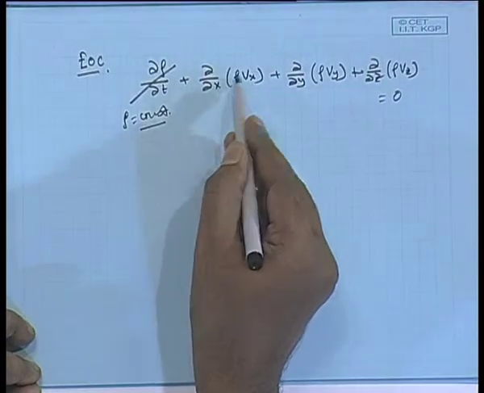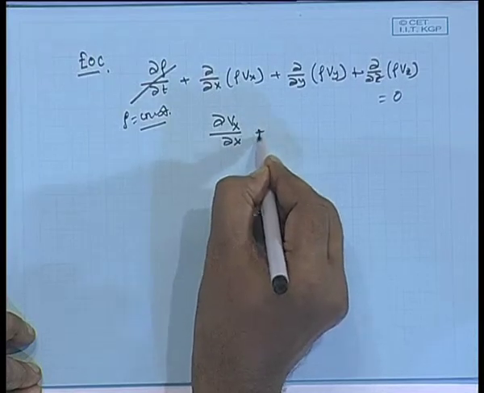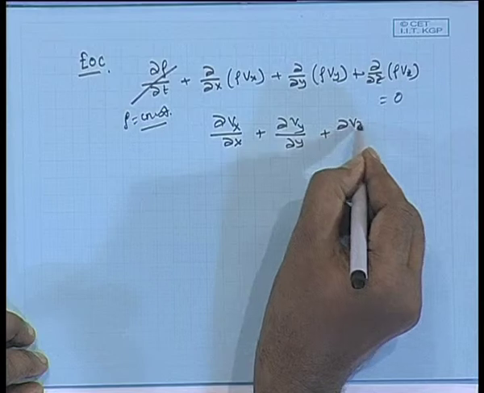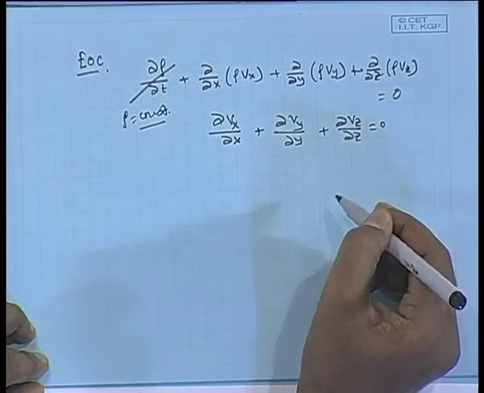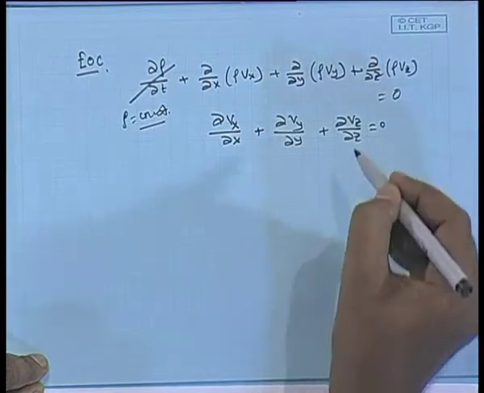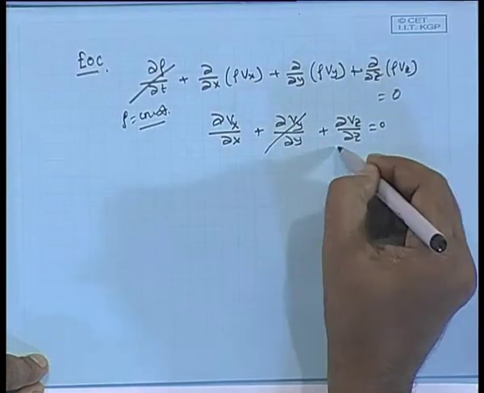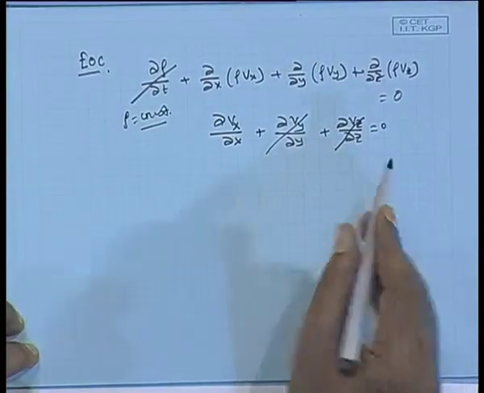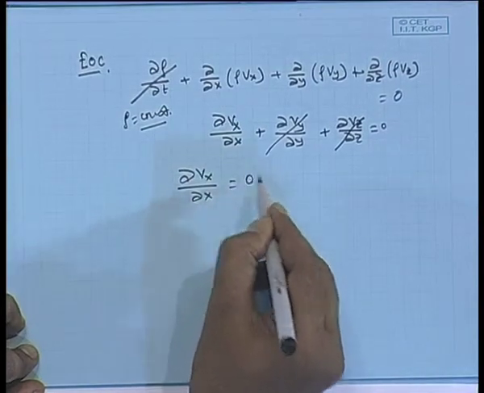Now, rho will be taken out because it is constant. So, it will become del V x del x plus del V y del y plus del V z del z is equal to 0. Because of the assumption, V y is equal to 0, so this term will be off, and del V z del z will be off because V z is equal to 0. So, you will be getting del V x del x is equal to 0.